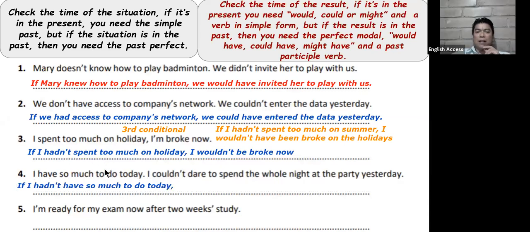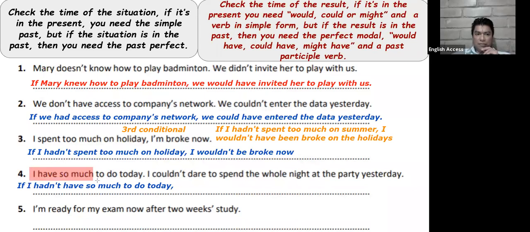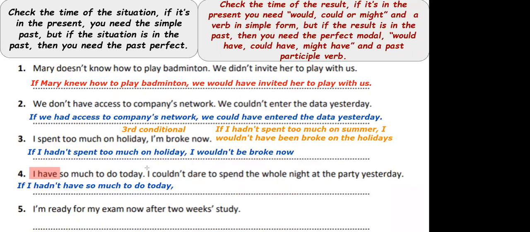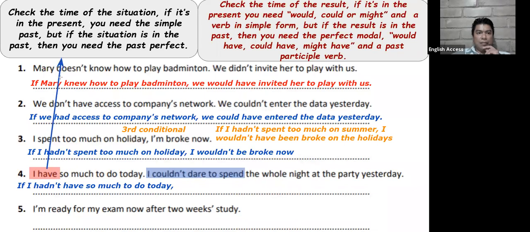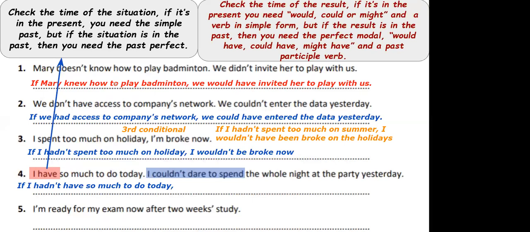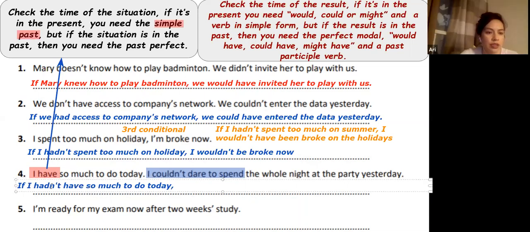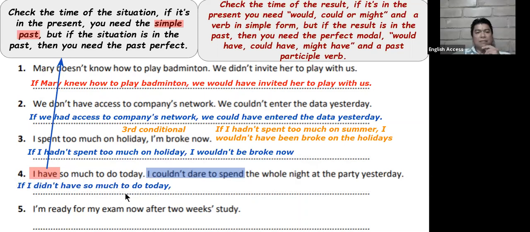Let's check it again. What is the cause or the situation, the condition? I have so much to do today. So it's in the present. That's the condition. And what is the result? She couldn't spend the whole night at the party yesterday. So my condition is I have, in the present. So you need the simple past. I didn't have so much to do today.